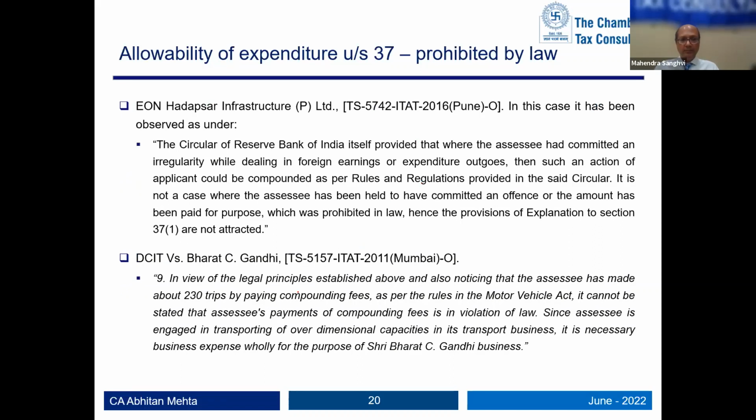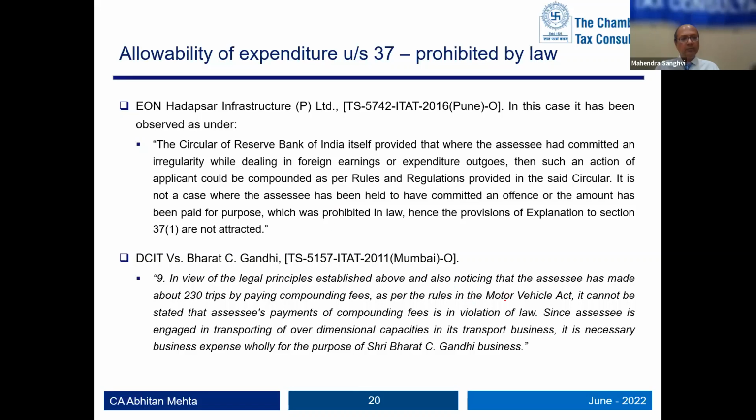Again, here it is a FEMA violation, in the first decision, where it says that it is not a case where the assessee has been held to have committed an offense, or the amount paid is prohibited in law. Hence, the explanation to section 37(1) is not attractive. The RBI circular has a policy of compounding. You have compounded. It doesn't mean that it is an offense. You have not observed a particular fiscal law in a particular manner, so you are paying a compensatory price for that. Doesn't mean you are an offender.